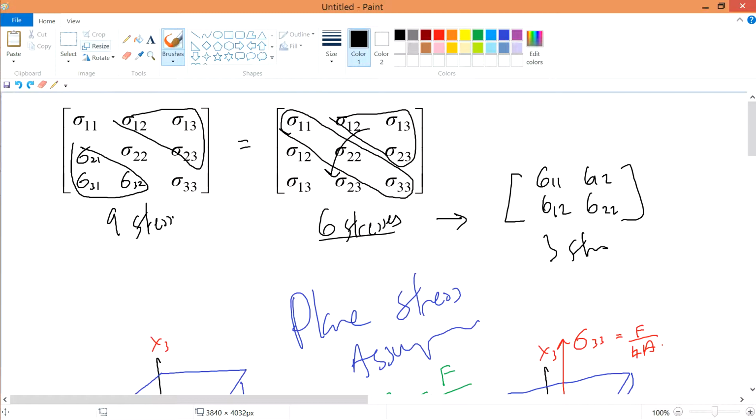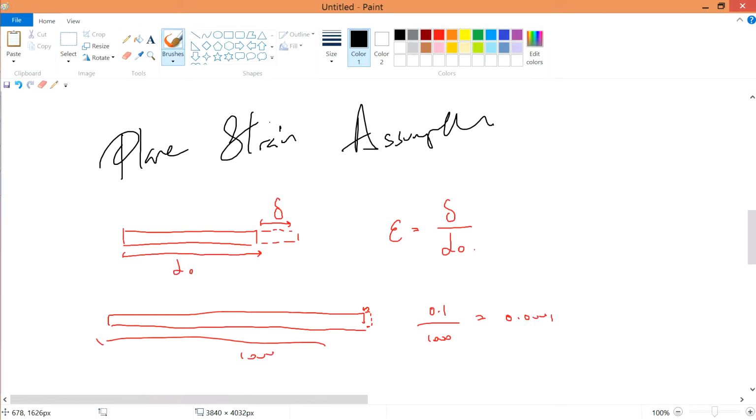Now we can do this for plane stress, and we can also do it for plane strain. This is the plane strain assumption, and in order to explain this, I can explain what strain is first. Strain is, for example, we have this rod over here. This rod has a certain strain, a certain change in length. I call this delta, a very small delta. And this delta divided by its own length, which is a certain percentage, will give us the strain. That is the definition of strain.